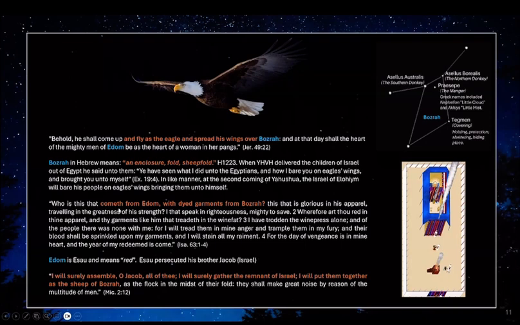So who is this that cometh from Edom with dyed garments from Bosra? So here's this word Bosra, this enclosure. And he's coming from Edom with dyed garments. This that is glorious in his apparel, traveling in the greatness of his strength. I that speak in righteousness, mighty to save, wherefore art thou red in thine apparel, and thy garments like him that treadeth in the wine fat? I have trodden the winepress alone, and of the people there was none with me, for I will tread them in my anger, and trample them in my fury, and their blood shall be sprinkled upon my garments, and I will stain all my raiment. For the day of vengeance is in my heart, and the year of my redeemed is come.